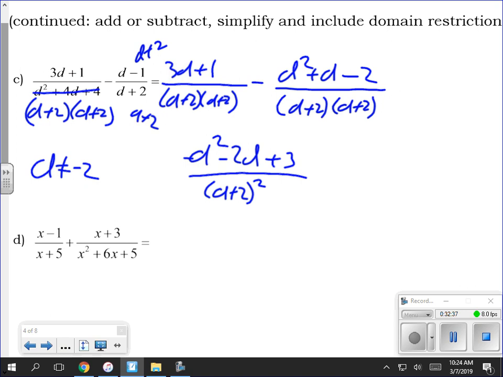Okay. I think it's factorable. Pull out a negative first. And then it is factorable, but like I said, neither one of the factors cancels, so it's not worth it.